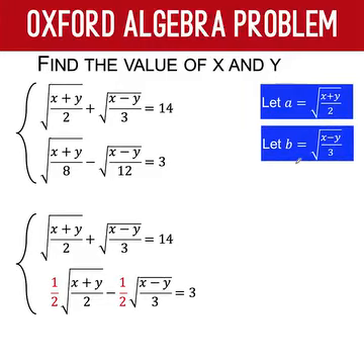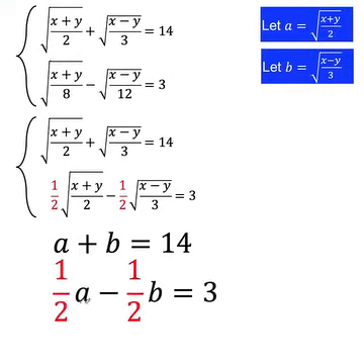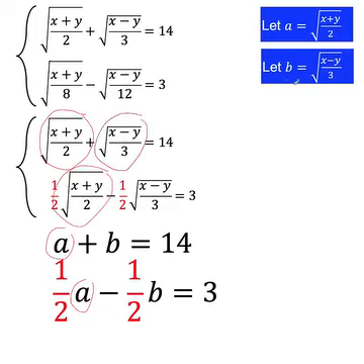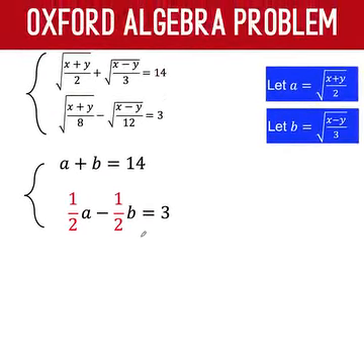And from this substitution, we can now rewrite the given equation as a plus b equals 14 and 1/2 a minus 1/2 b equals 3. What we did is we substituted the square root of (x plus y) over 2 by a. So this one is also substituted by a. The square root of (x minus y) over 3 is our b. So we now have this b, and this one is also replaced by b. All the rest are just copied. And because of that, we now have a simpler equation to work with.